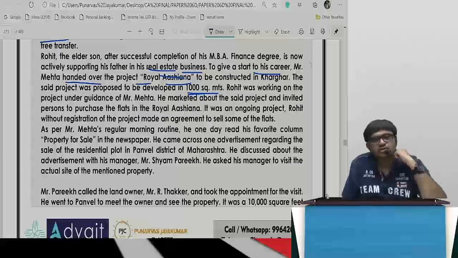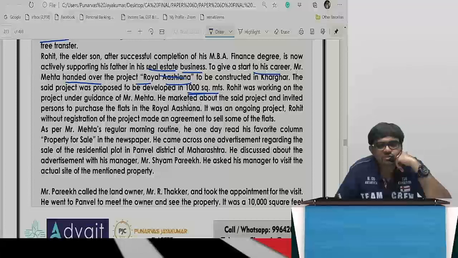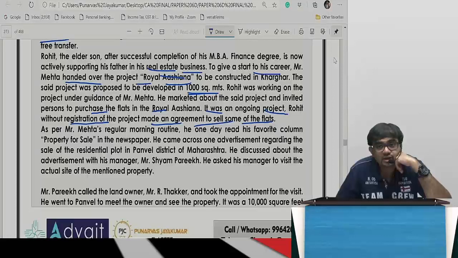Rohit was working on the project under the guidance of Mr. Mehta. He marketed the said project and invited persons to purchase the flat. Ongoing project. Without registration, made an agreement to sell some of the flats. Without registration. With whom? With RERA.